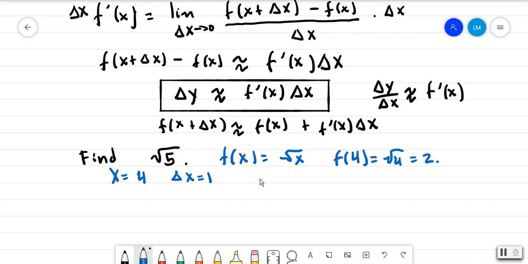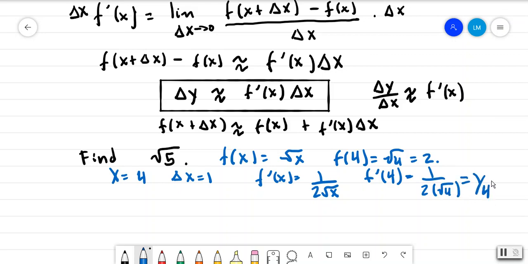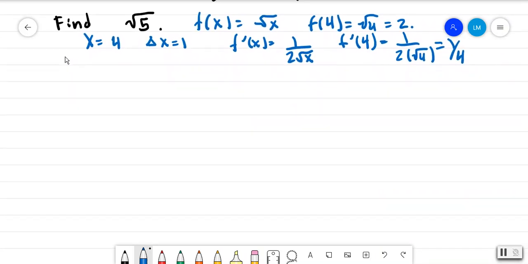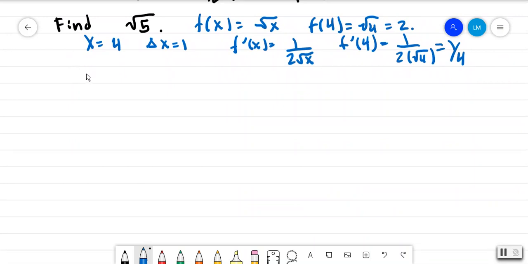So what that means is that we can go ahead and find f prime of x, which is just 1 over 2 root x. And then we can find f prime of 4, which is equal to 1 over 2 times the square root of 4, which is equal to 1/4. So essentially we have everything that we need as it relates to finding the approximation for the square root of 5.